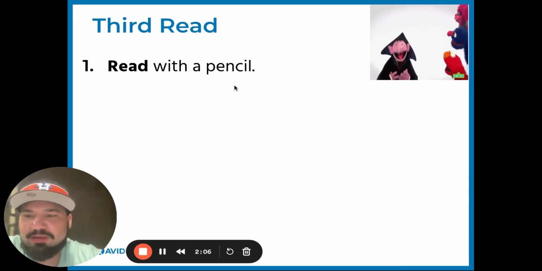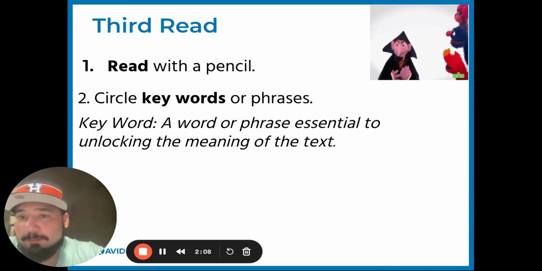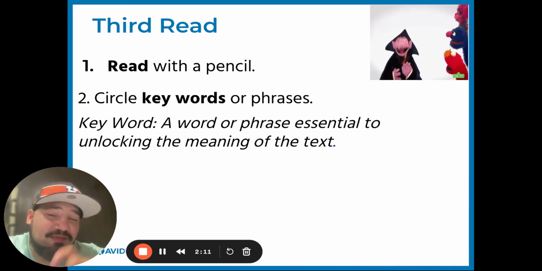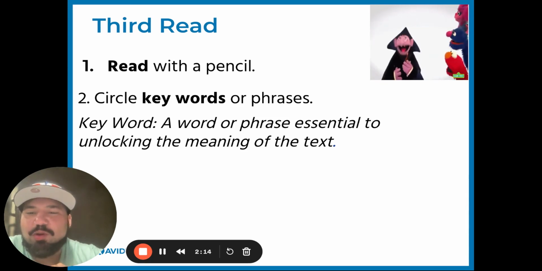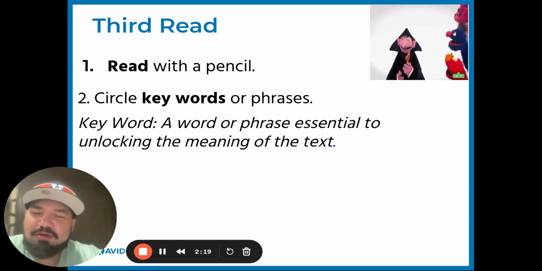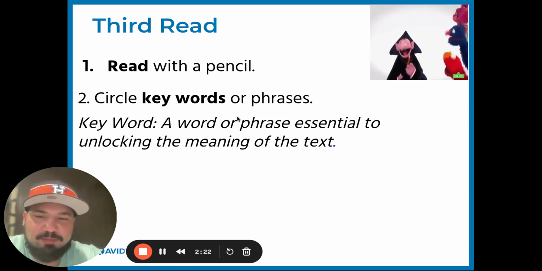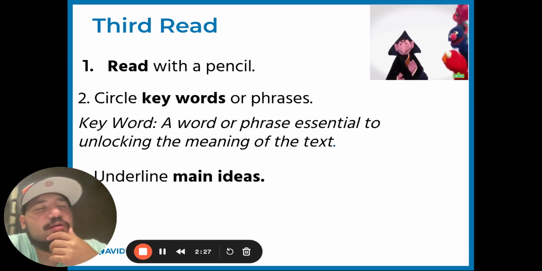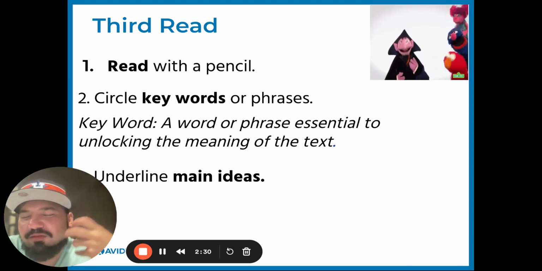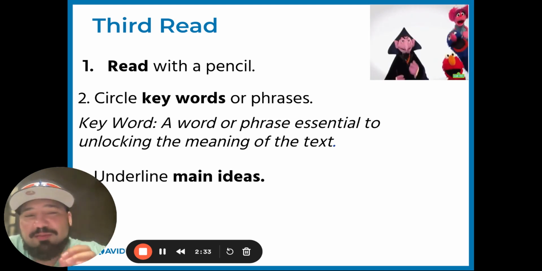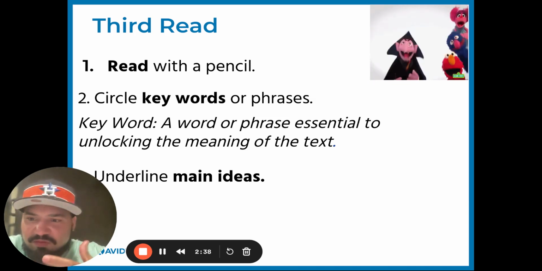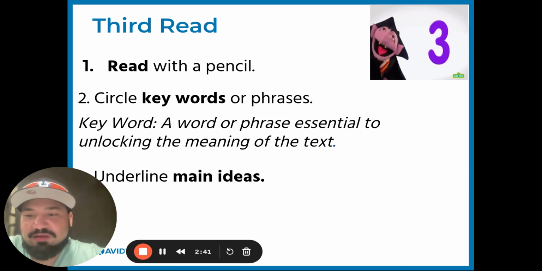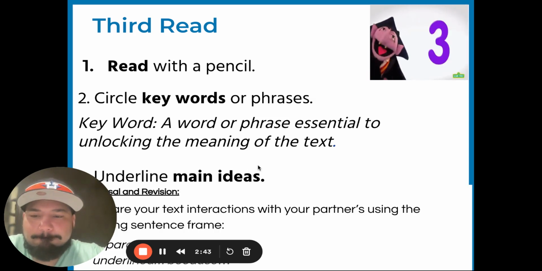Our third read. Read with a pencil. Circle keywords or phrases. A keyword is a word or phrase essential to unlocking the meaning of the text, something that gives you a better understanding of what you're reading. I'm going to give you an example of that. Number 3, underline the main ideas. What is this paragraph trying to tell us? What is important? You don't want to underline everything, because it beats the whole point. If it's a main idea, ask: am I going to need this when I answer a question or create a question? Just keep that in mind.